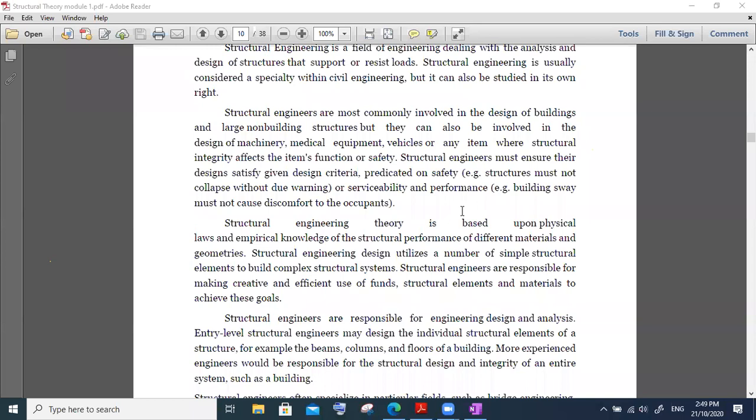Okay, so structural engineers must ensure their designs satisfy the design criteria predicated on safety. Structures may not collapse without due warning, or the serviceability and performance.